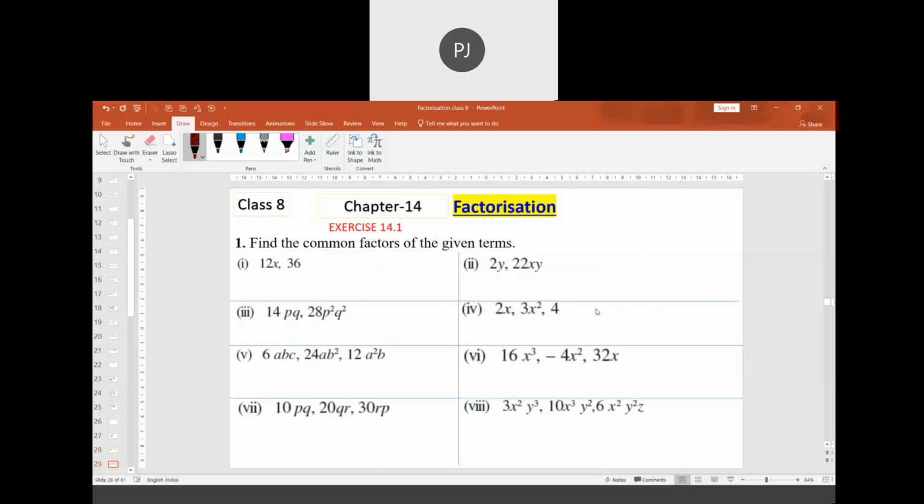Now we have a few questions. Without wasting much time, let's start solving. The first question is to find the common factor for each of the given terms: 12x and 36. The common factor is 3.